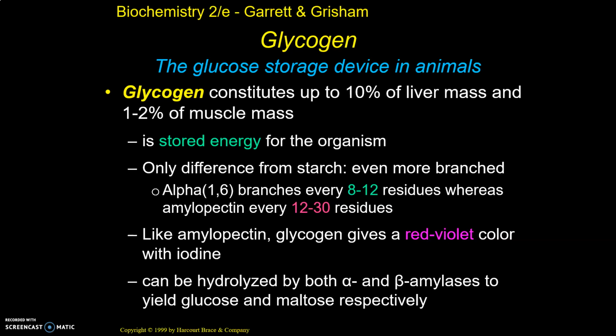And how you can identify if you have any glycogen present is you can run the exact same test that you ran on starch, except it's not going to turn blue, it's going to turn red-violet. So a different color than what you saw in plants. So that's another color test, which is nice. Color tests are easy to do, right?